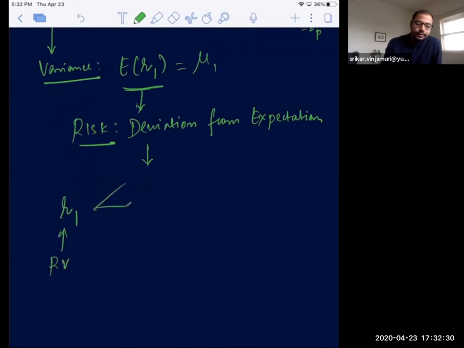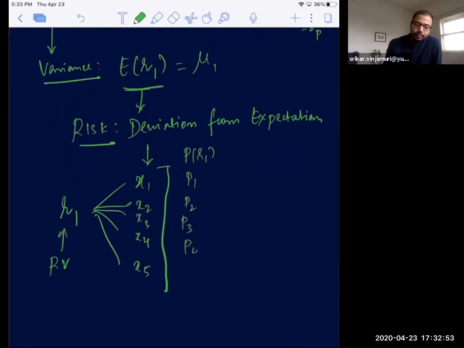So R1 is a random variable, which is to say it will take multiple different values. Let me call it X1, X2, X3, X4, X5. If it's a continuous variable, there's an infinite number of values R1 can take. There's a probability with which R1 will be any of these values, P1, P2, P3, P4, P5. Now, based on this, I can find the expected return on the portfolio.